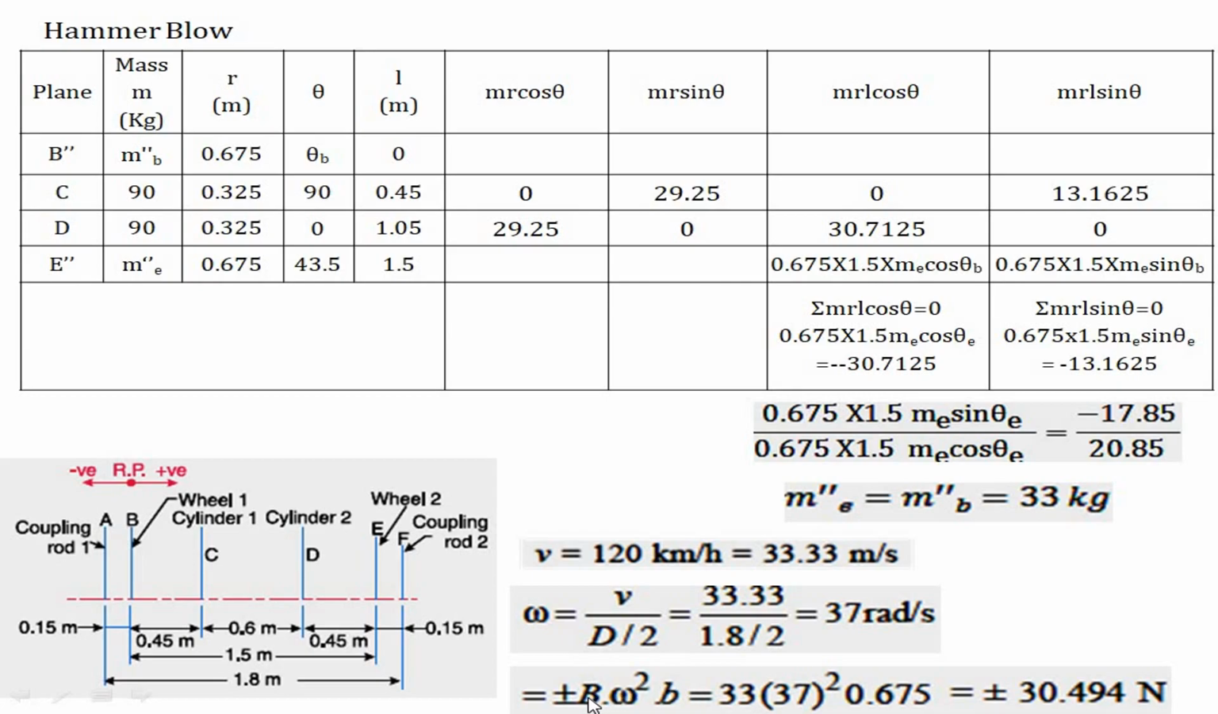So hammer blow is given by plus or minus B omega square b, where capital B is the mass required to balance the reciprocating parts only, and small b is going to be the radius of rotation, and omega can be derived from the value of velocity given to us. So by using all this value, we can determine the value of hammer blow.